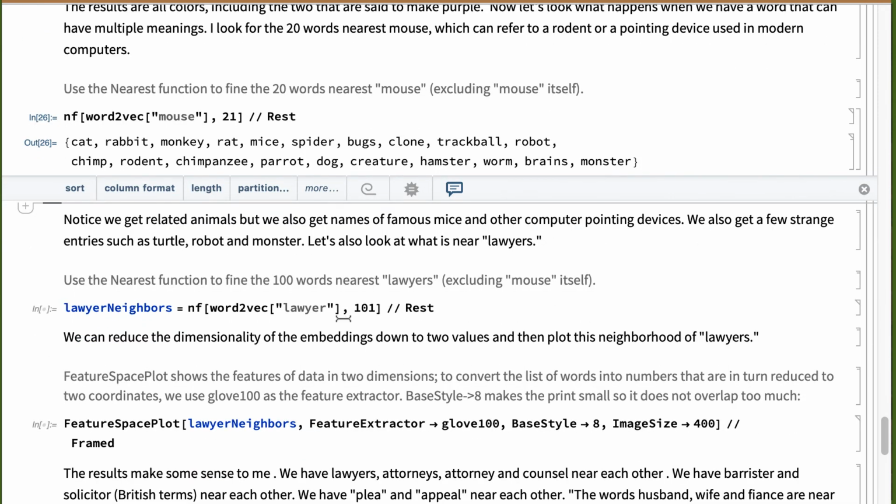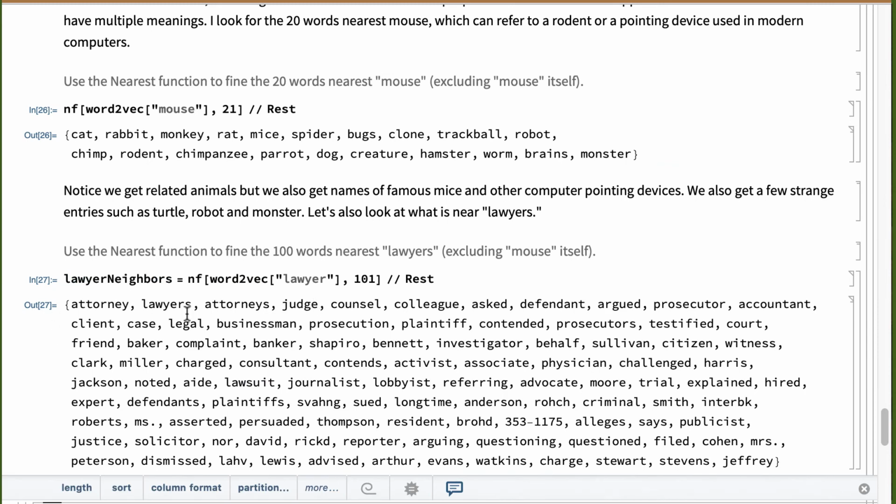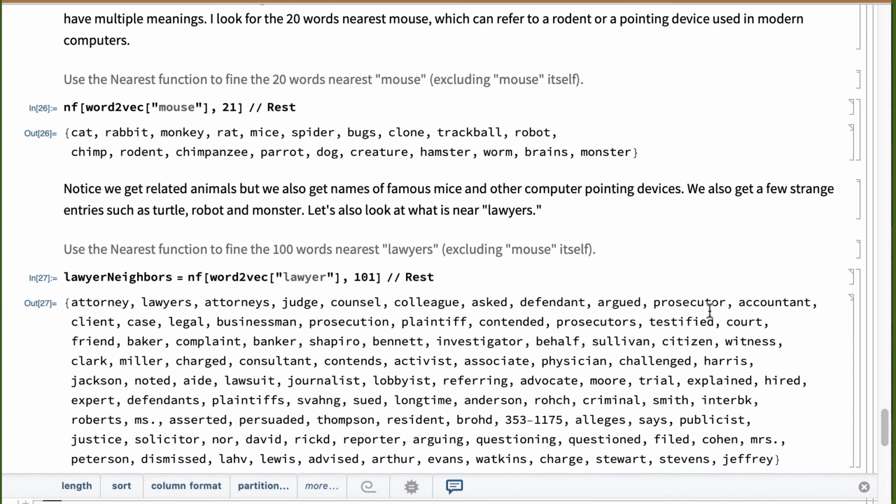And of course, I'm a little curious about lawyers, so let's see what words lawyers are. All right: attorney, lawyer, attorneys, judge, counsel, colleague, asked, defendant, argued, prosecutor. Those seem all rather positive, so good.